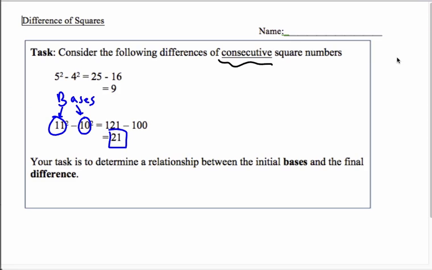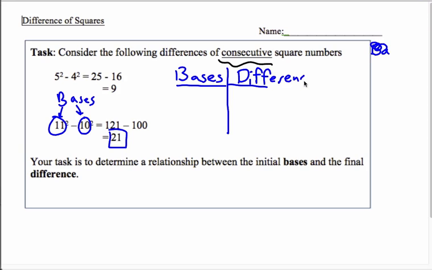So I'm going to try to squeeze a table in over here. Actually, let me make a table right here. So we have bases here, and then over here we could have the difference. If you want to use variables, I guess we could call this B, and this one D. Actually, there's two different bases, so I'll show how to deal with that in a bit.